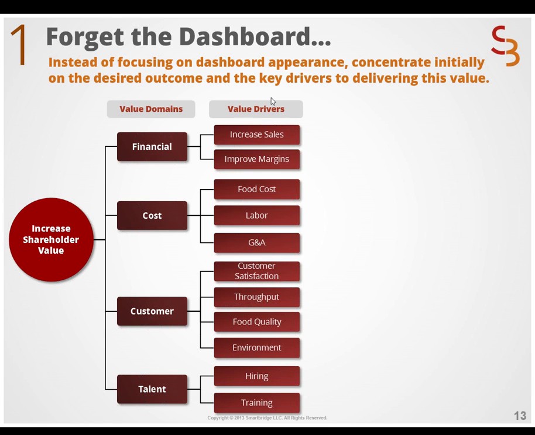And so to really get at the nuts and bolts of what that means, you move into the next level here, which are the value drivers. If we were talking about improving the financial performance, we could either increase sales or improve margins. On the cost side of things, let's see how much better we can control food cost and labor or G&A costs. And so really you're going to the next level of detail to unearth where the true path to increasing shareholder value is going to come from.